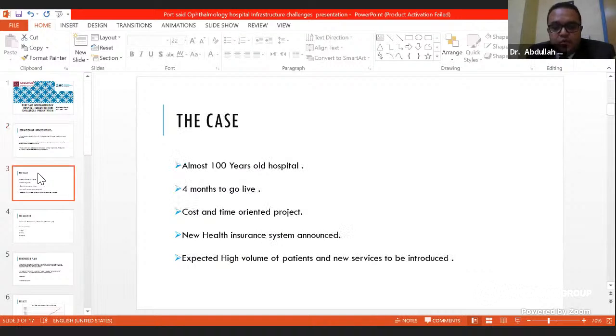Our case today, we had a hospital of ophthalmology in Port Said. It's owned by the government. It's almost 100 years old. It's not actually built as a hospital. The call came, we are going live after 4 months. So it's a time-oriented project. We have to renovate the whole hospital or do something different because there is a new health insurance system announced. They have a limitation for the budget. We have a very high expected volume of patients coming, new services to be introduced.